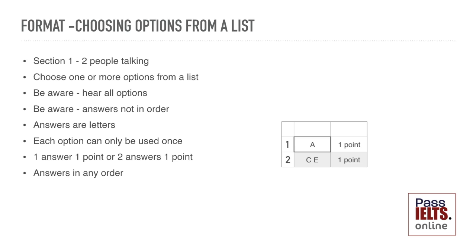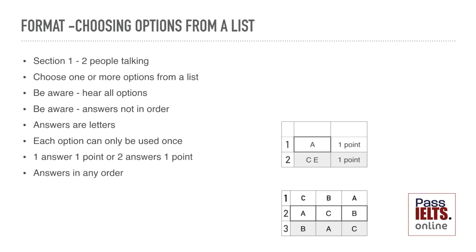The answers can be in any order as long as you have one in each box. So if the options are to choose A, B and C, then you can write them in any of these ways, as you can see in the table here.